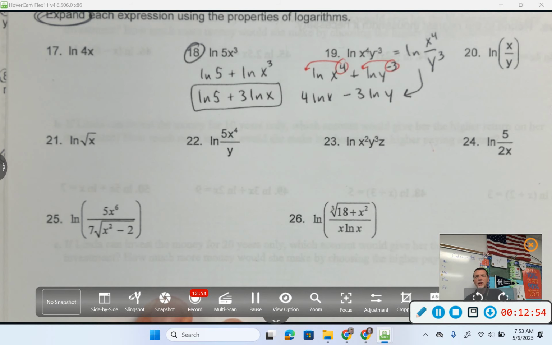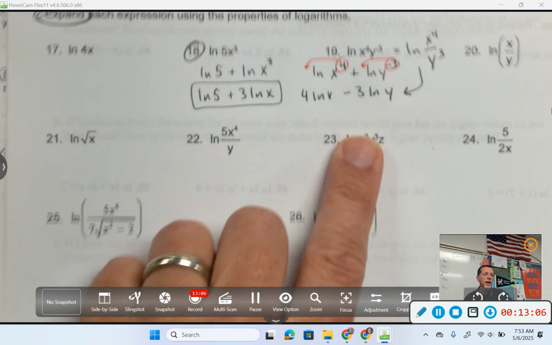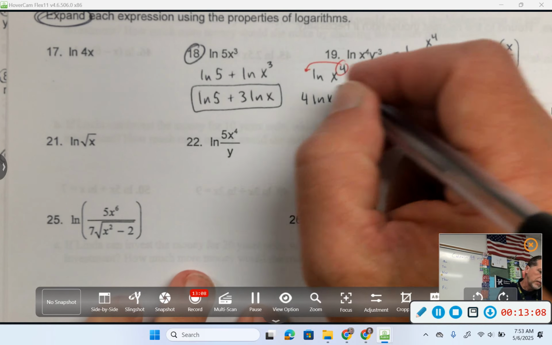So that's a good one, because you're like, ooh, what should I do first? And the answer is, it doesn't matter. You can split it up first, or you could move that y cubed to the bottom and then split it up. But yeah, either way, we end up with a minus 3 natural log y.